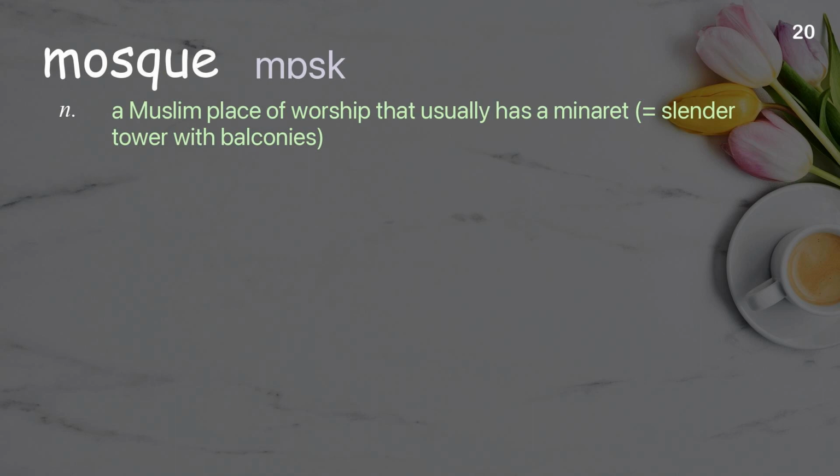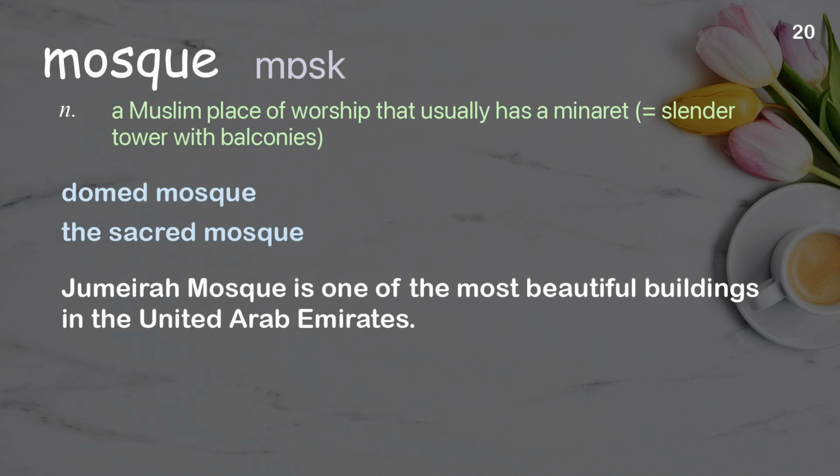Mosque. A Muslim place of worship that usually has a minaret, equals slender tower with balconies. Examples: domed mosque, the sacred mosque. Jumeirah Mosque is one of the most beautiful buildings in the United Arab Emirates.